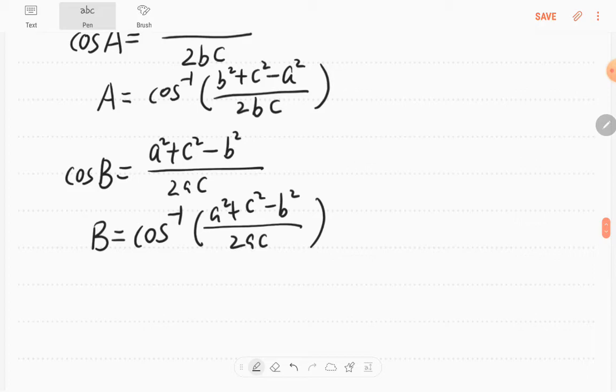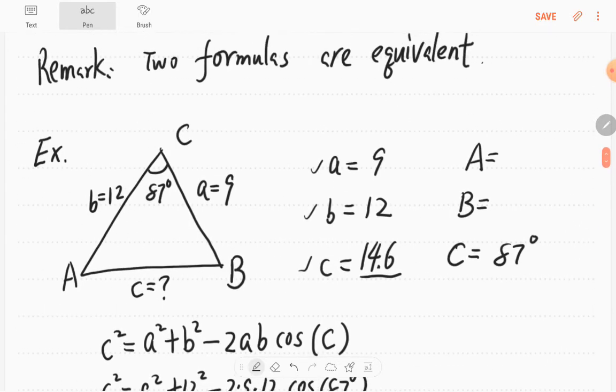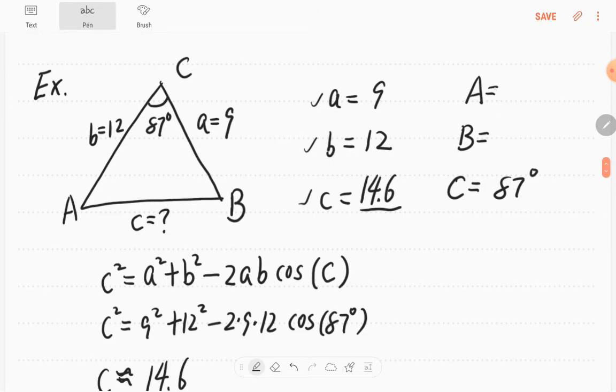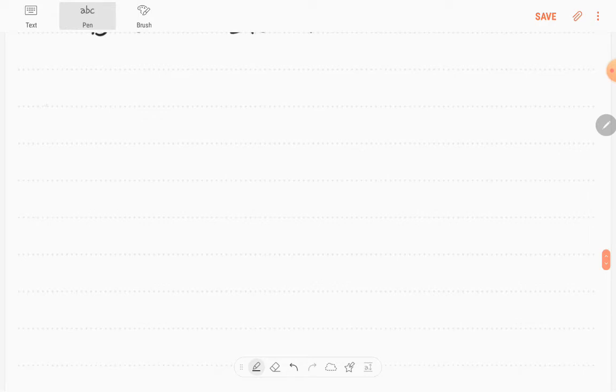I will not do the calculation because you can just use your calculator to do this quickly. Then you can get the angle A and the angle B. Actually, if you know the angle A and angle C, then you take 180 degrees minus angle A minus angle C, which will give you angle B. So keep in mind, if you can use either the law of cosine or the law of sine, we prefer to use the law of cosine, because we don't need to discuss any ambiguous case.